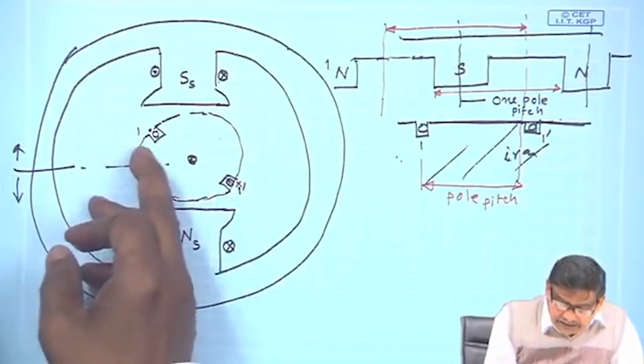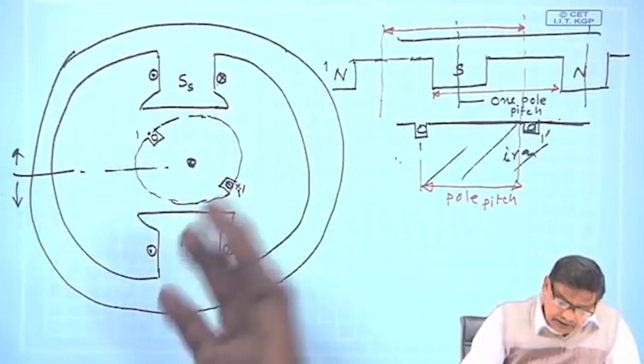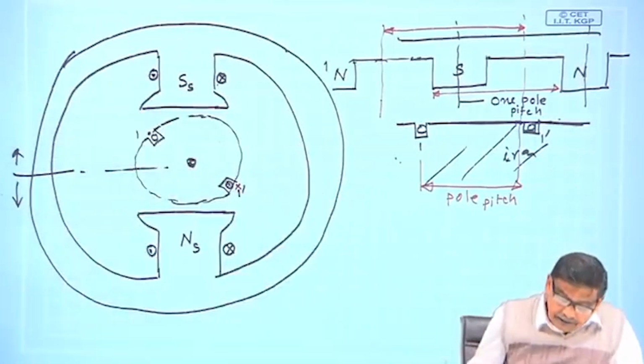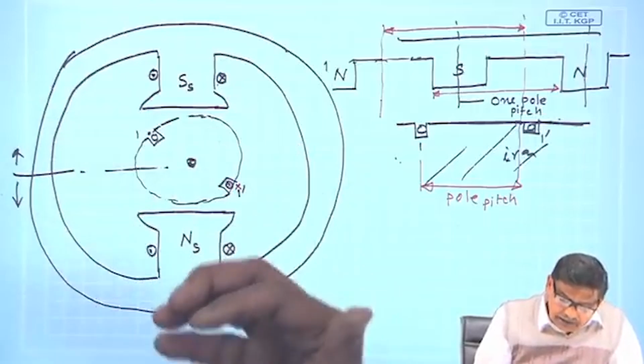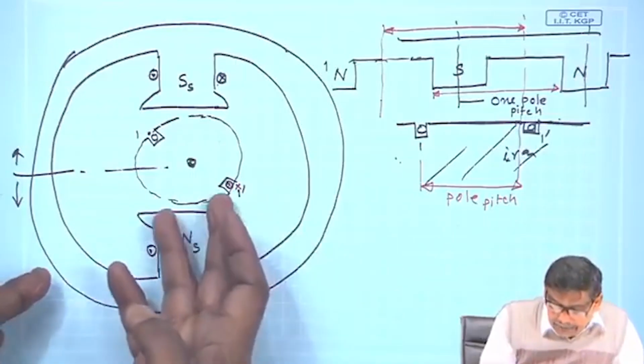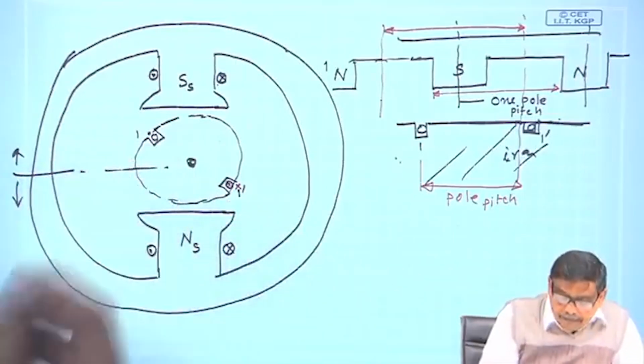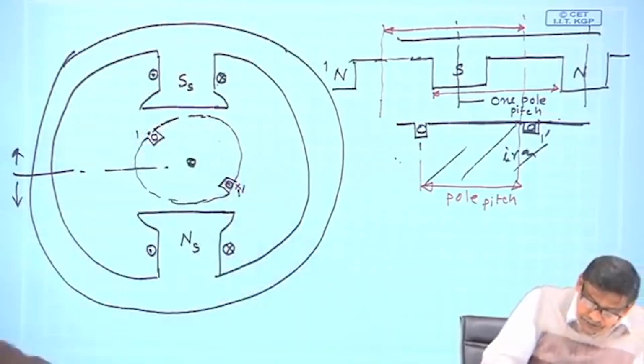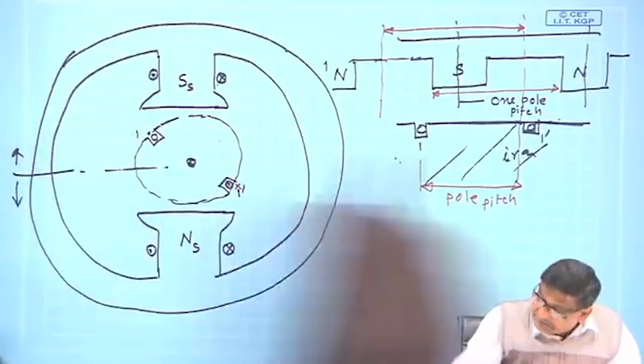How is this conductor carrying current? Because, as we have seen, if it is motor operation, it must have been excited by a source of voltage. Suppose at a given instant of time, this is carrying current. Therefore, if it carries current, it will produce lines of force like this.